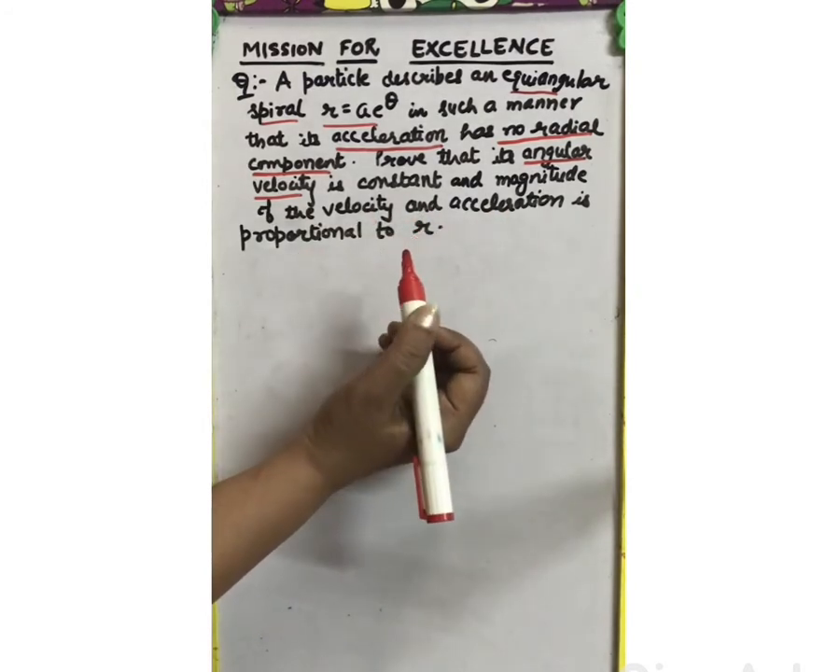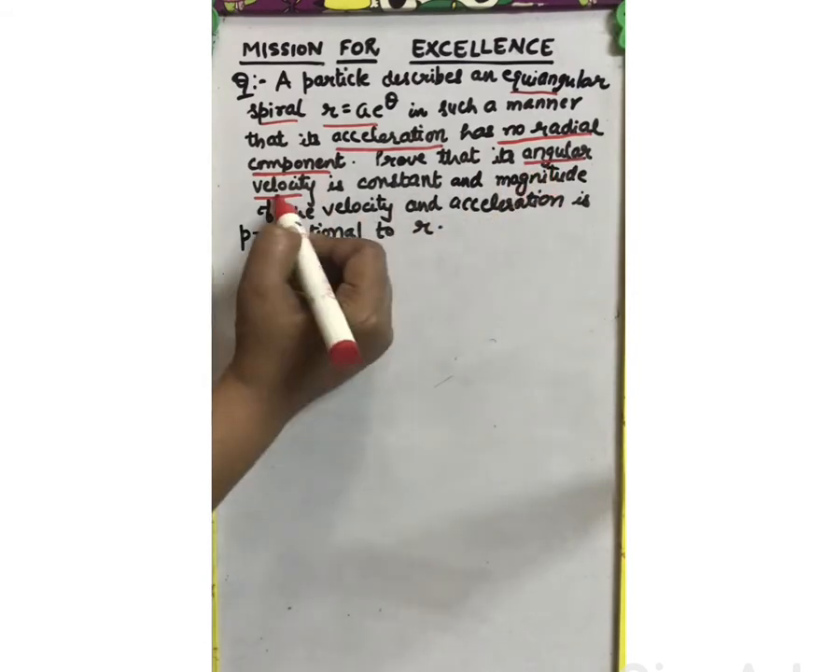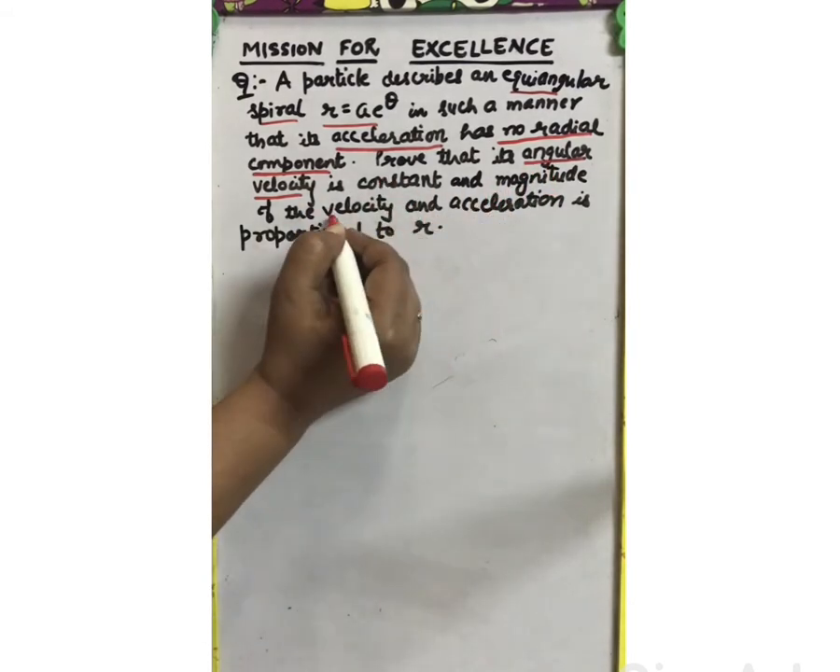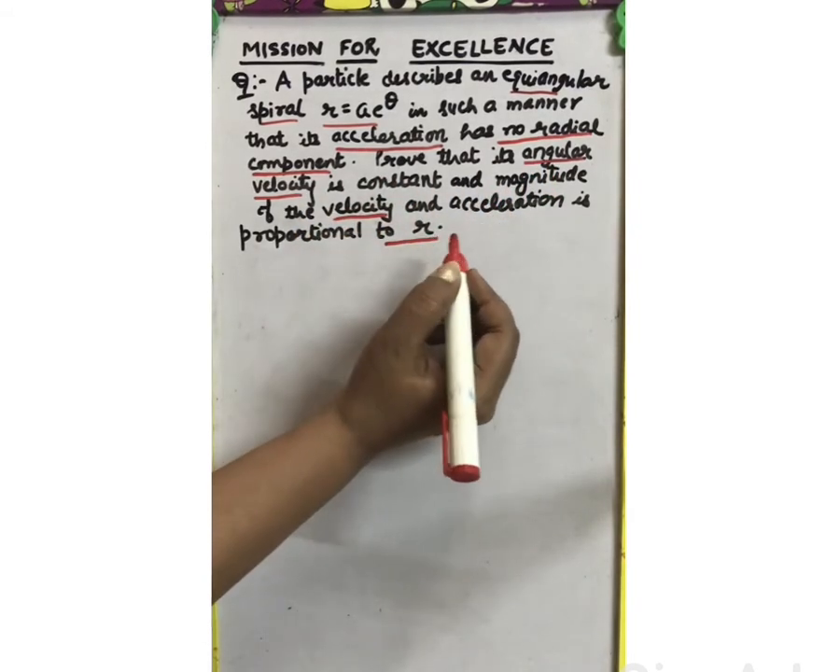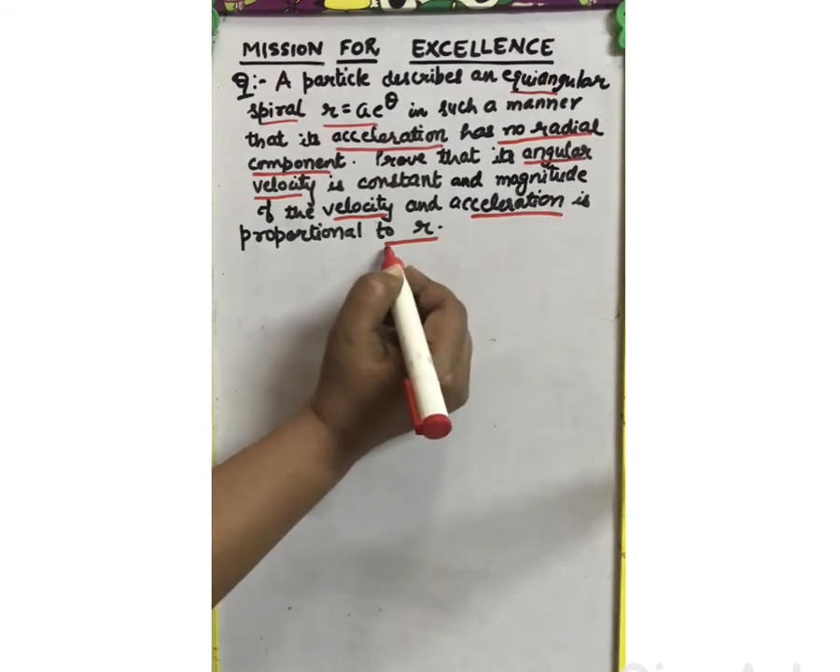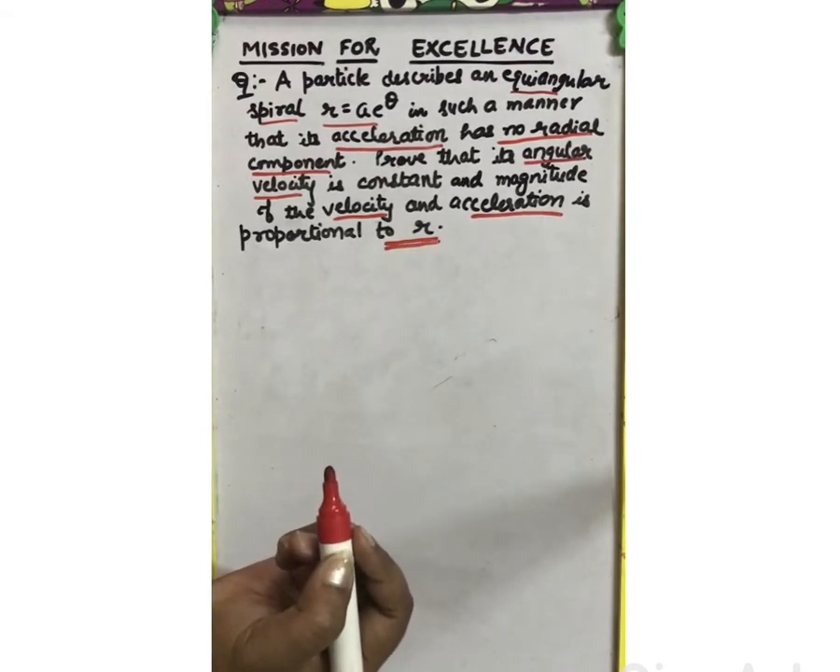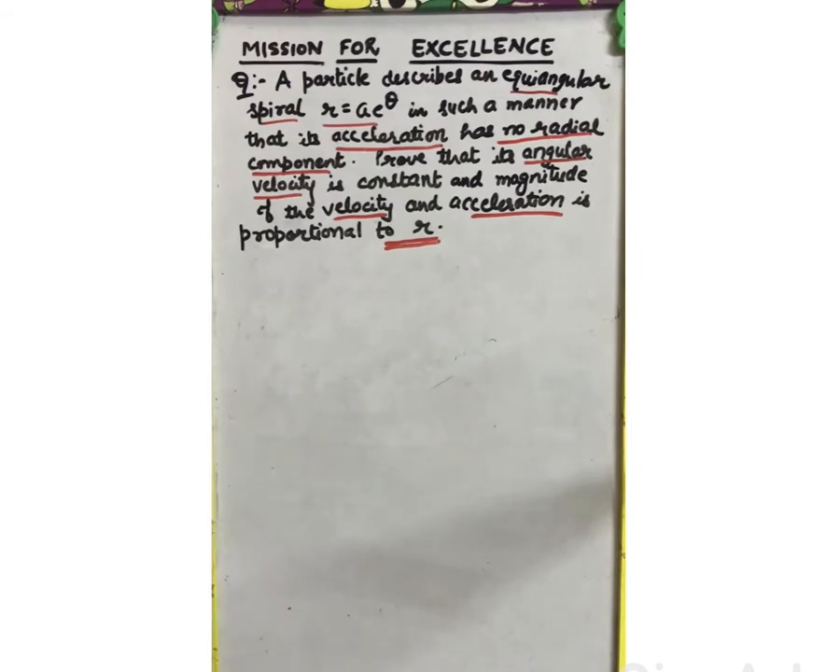We have to prove three results. First, angular velocity is constant. Second, velocity proportional to r, and the third, acceleration proportional to r. So we have to prove these three results. So now let us solve this question.